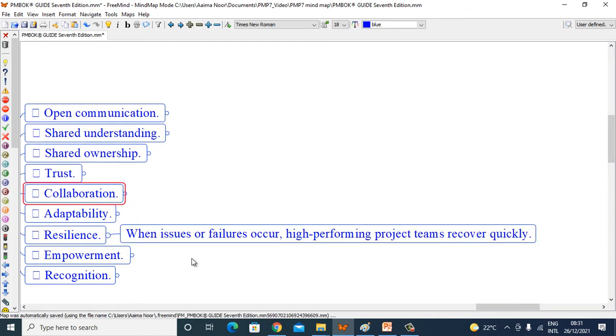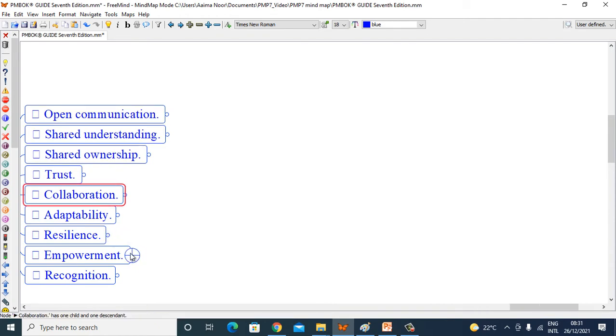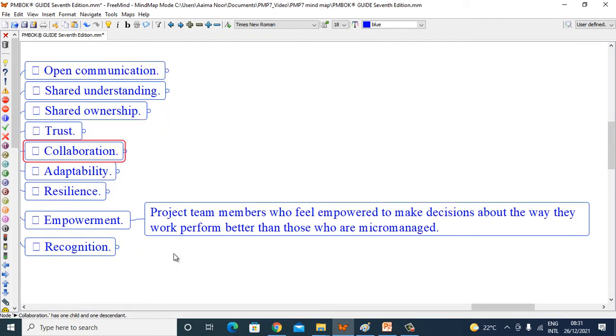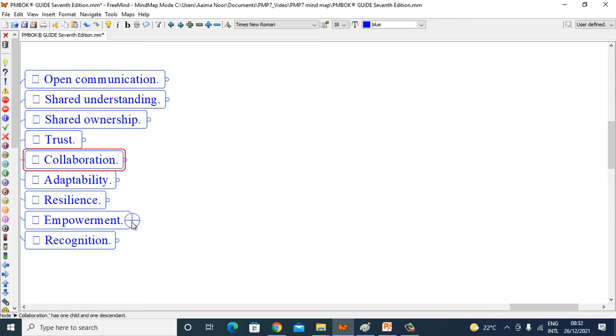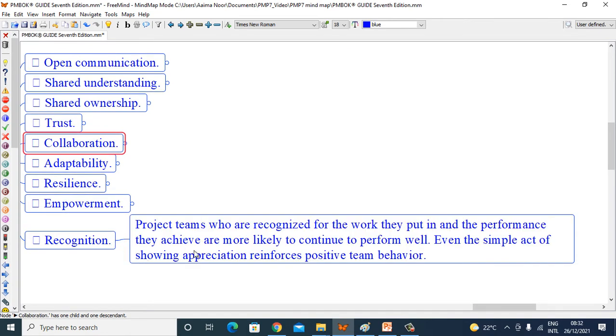Resilience. When issues or failures occur, high performing project teams recover quickly. Empowerment. Project team members who feel empowered to make decisions about the way they work perform better than those who are micromanaged. Recognition. Project teams who are recognized for the work they put in and the performance they achieve are more likely to continue to perform well. Even the simple act of showing appreciation reinforces positive team behavior.